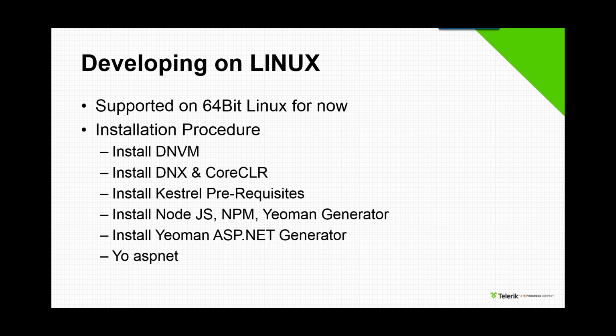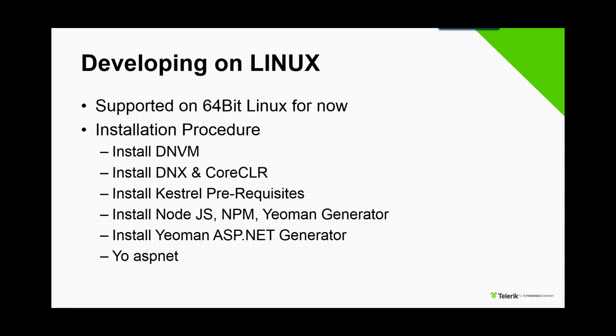So what is the procedure? Well, you will need to install DNVM. I'm going to showcase the documentation on how you can do all these things. And once DNVM, the .NET Version Manager, is installed, you will need to install DNX, the .NET Execution Environment, and then tell it to get the Core CLR runtime. Once that is done, you'll need to install Kestrel prerequisites. Kestrel, as I said, is a cross-platform web server, so you will need the Kestrel prerequisites installed. Of course, you'll need Node.js, npm, and the Yeoman generator.